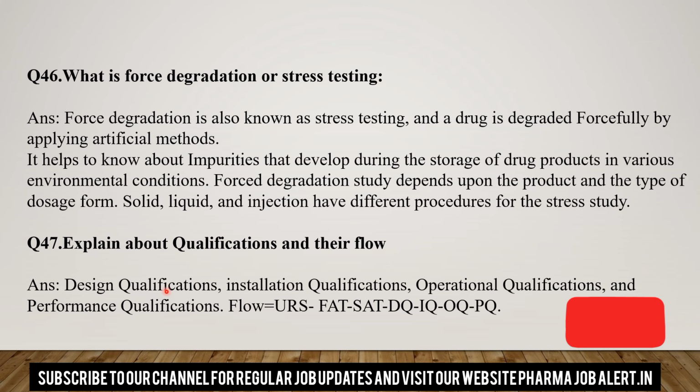So explain about qualifications and their flow. Friends, these are the following qualifications: design qualification, installation qualification, operational qualification and performance qualification. I recommend you to know about each qualification in detail. The flow includes user requirement specifications, factory acceptance test, site acceptance test, DQ, IQ, OQ, and PQ.